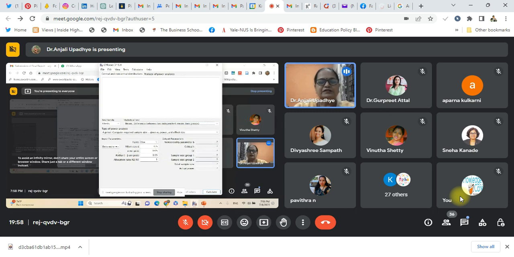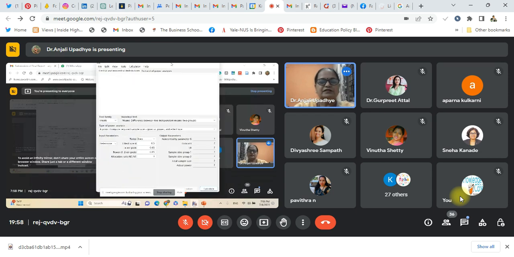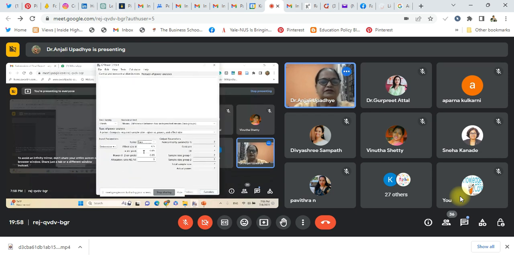The input parameters: tail size selected as a two-tail test. Effect size is 0.5, a moderate effect size. Again, alpha level 0.05. Power of test 0.80. Allocation ratio: allocation means if there are two groups, then each group has an equal sample size. Both the groups have equal sample size.